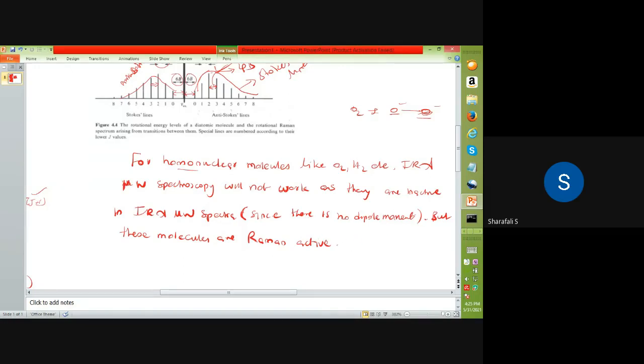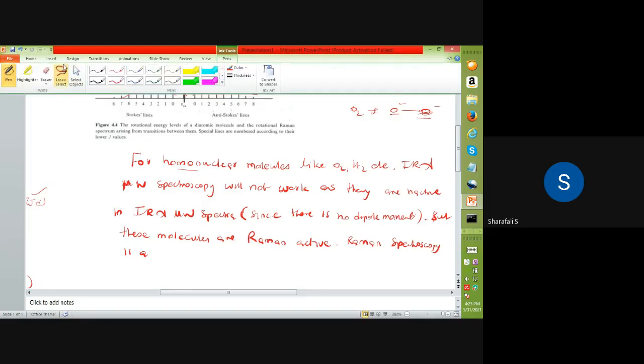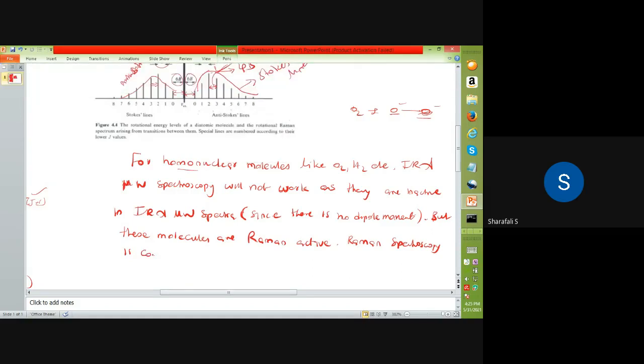So we can say that Raman spectroscopy is complementary to IR and microwave spectroscopy. So you can also use HCPY.